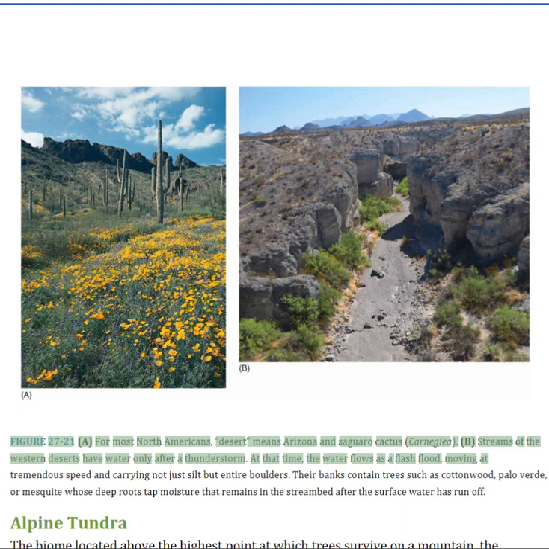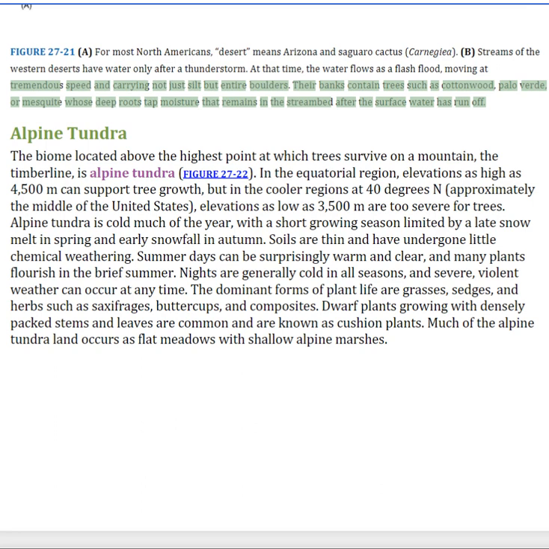Streams of the western deserts have water only after a thunderstorm. At that time, the water flows as a flash flood, moving at tremendous speed and carrying not just silt but entire boulders. Their banks contain trees such as cottonwood, palo verde, or mesquite, whose deep roots tap moisture that remains in the streambed after the surface water has run off.